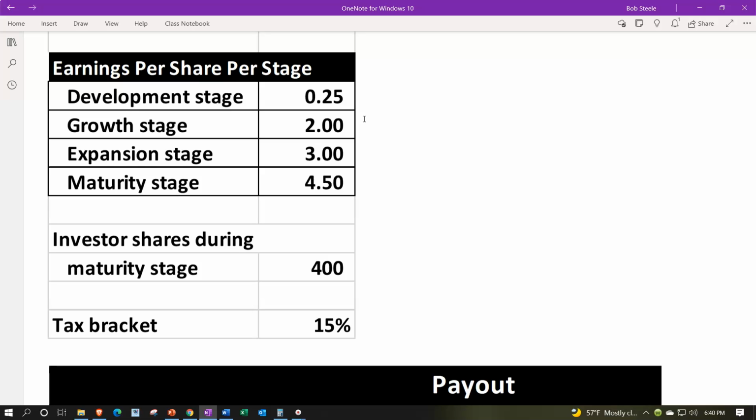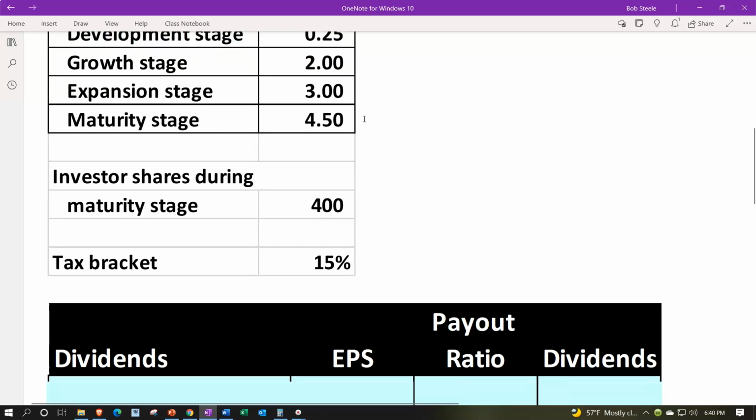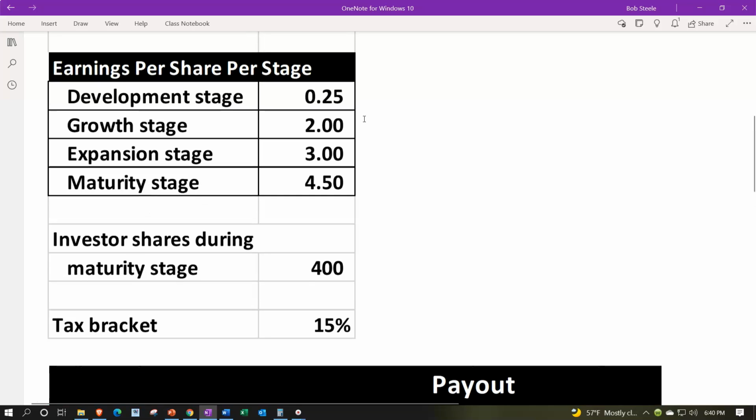During the growth stage, we're going to say it's 2. In the expansion stage, the earnings per share is going to be 3. And in the maturity stage, we're going to say the earnings per share is 4.5. So you can see the income on a per share basis going up, as you would expect, as we go through the stages of development.